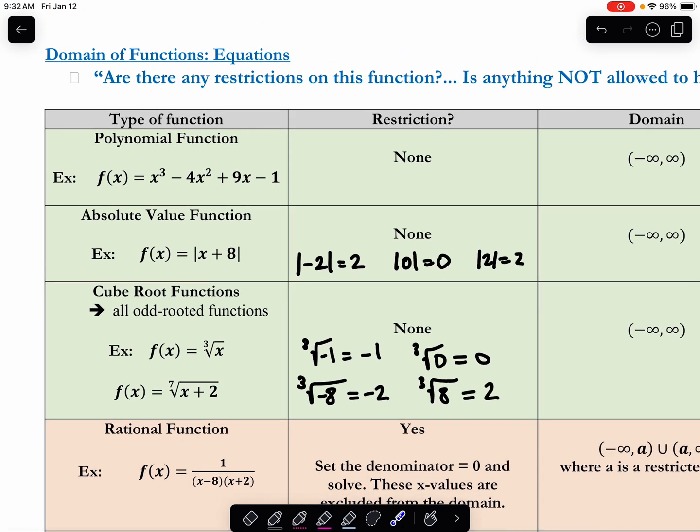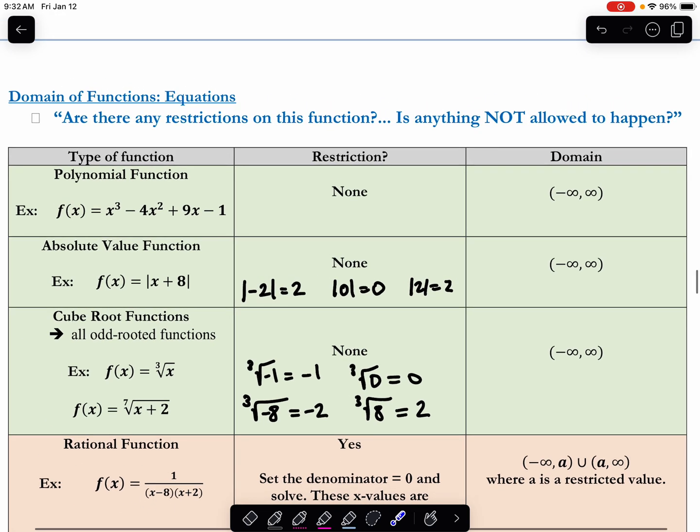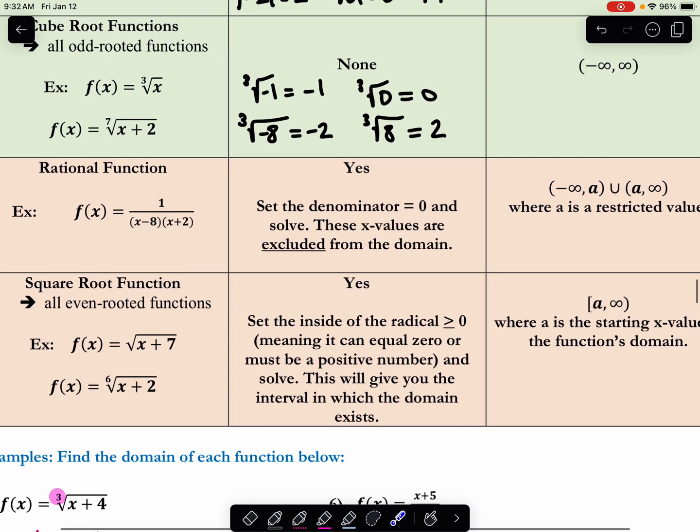So if you're given a function and it's a polynomial, absolute value, or it has an odd index, then your domain is going to be negative to positive infinity. You don't have to worry about it. Green means go, just keep moving on. But the two we have to worry about are rational functions and square root functions, or even root functions. These are red. You've got to pause and think about it because they do have restrictions.